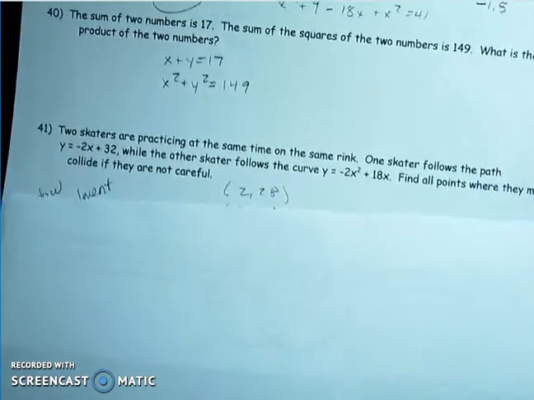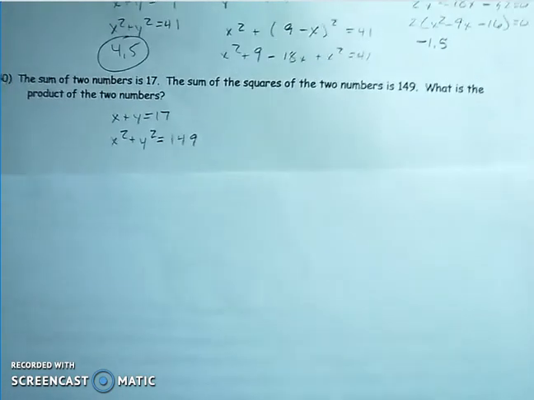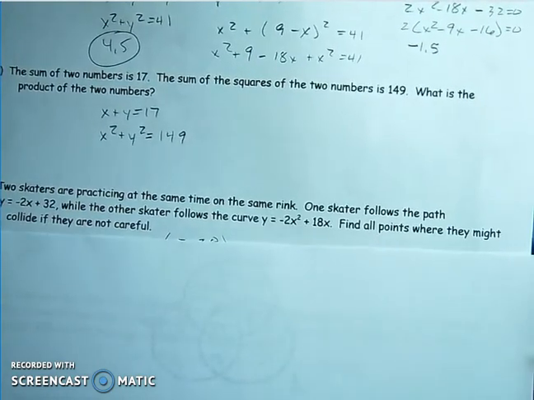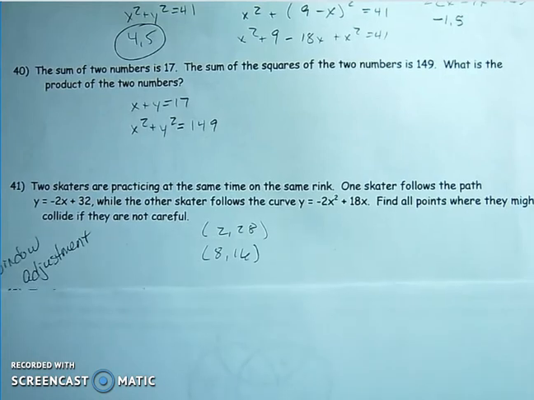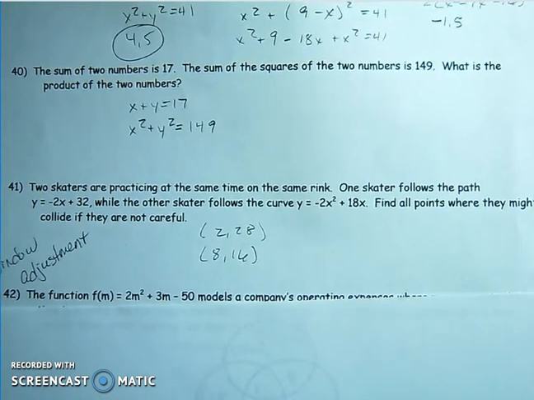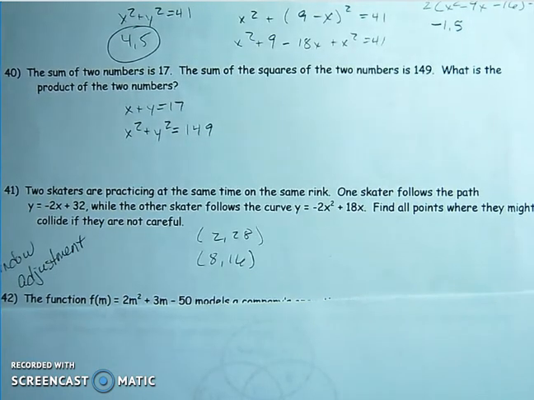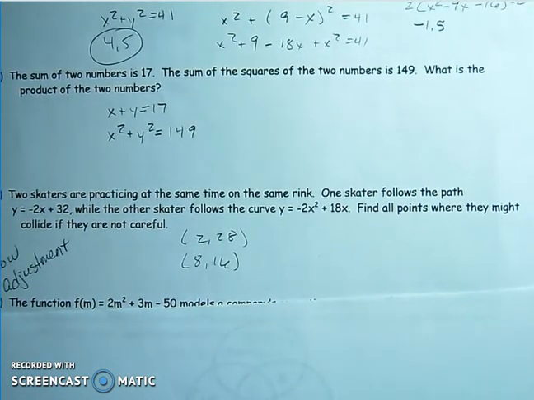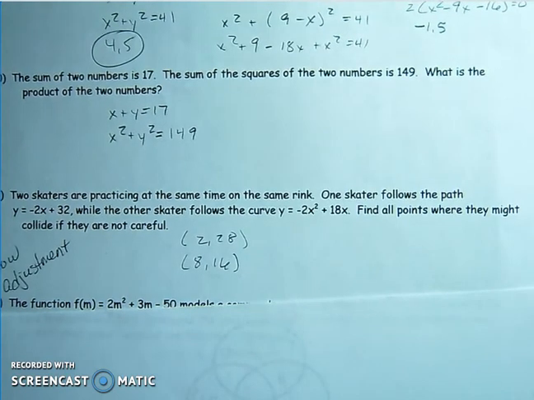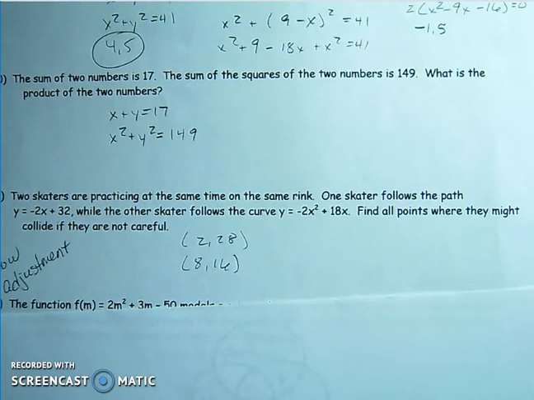In 41, it is a real-life application problem, not just one where we kind of manipulated the problem for you. It says two skaters are practicing at the same time at the rink in a ring. One skater follows a path of a line, the other one follows a curvy path. Find the points where they might actually collide if they're not careful. So where they collide, that's just fancy for their intersection. So that's 228 and 816. Again, whenever you do these, it's up to you how you choose to solve them, whether it be substitution or elimination. Just be careful.